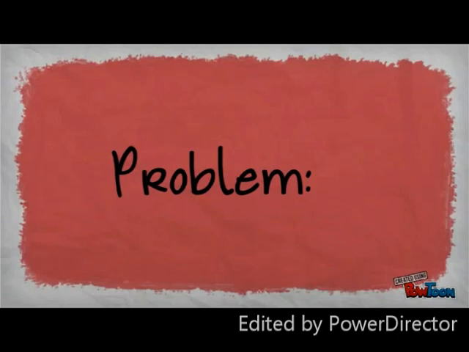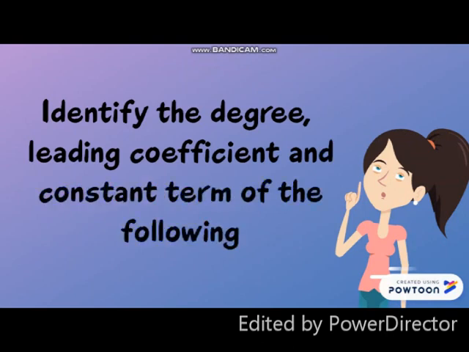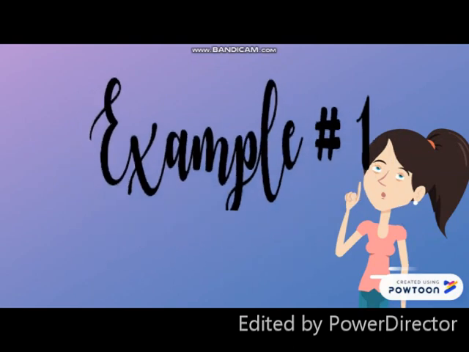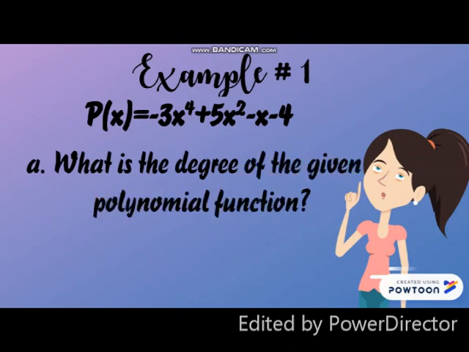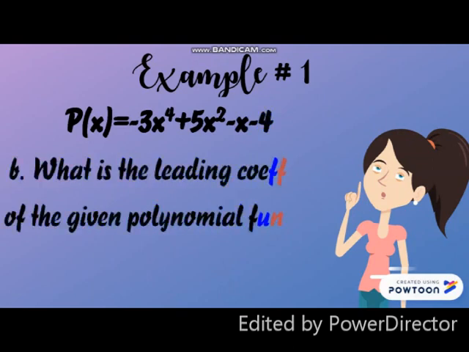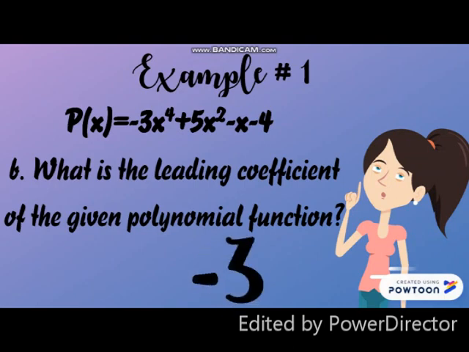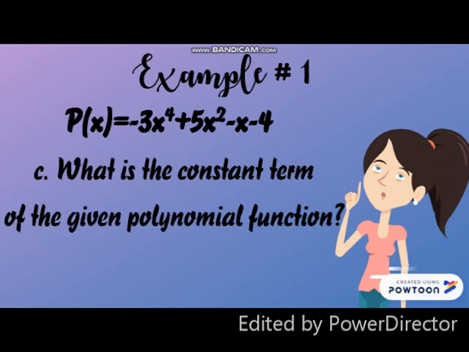Let us try to solve this problem. Identify the degree, leading coefficient, and constant term of the following polynomial. Negative 3x to the fourth power plus 5x squared minus x minus 4. Here are the answers. The degree is 4. The leading coefficient is negative 3. What is the constant term? If your answer is negative 4, you got it right.